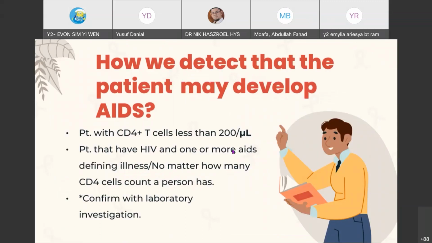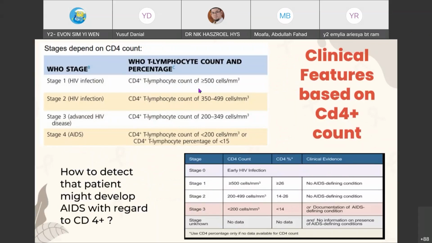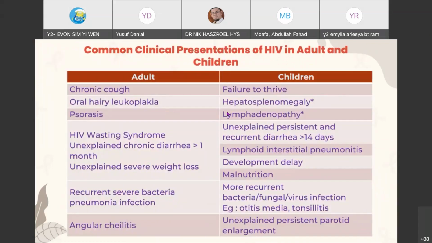So the question is, how are we going to detect the patient that may develop AIDS? There are some conditions. Firstly, the patient with CD4 T cells less than 200 per microliter, or the patient that has HIV and one or more AIDS-defining illness, no matter how many CD4 counts a person has, and also a laboratory investigation is always a confirmation test. These are the summary for the stage according to the number of T lymphocyte count and also percentage, which I got from WHO. There are some common clinical presentations of HIV in adults and children. You can refer to it later for this part.